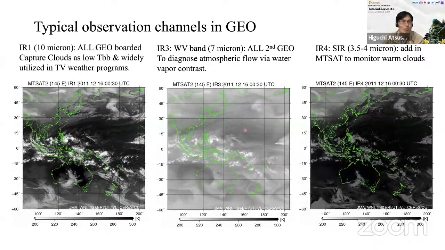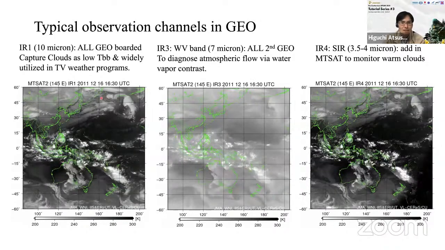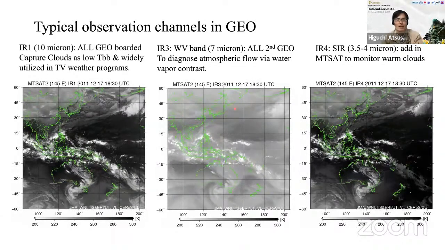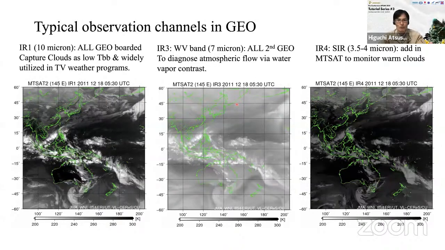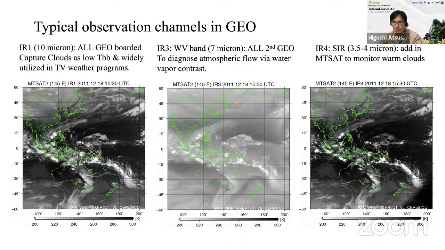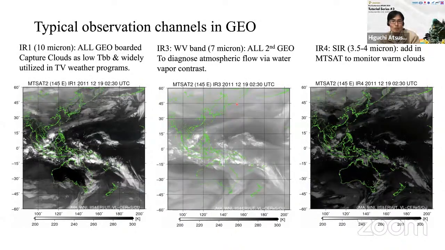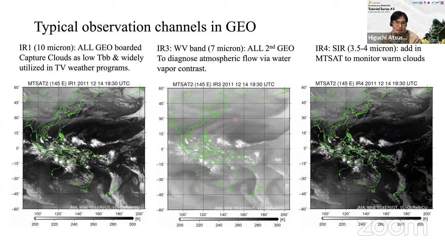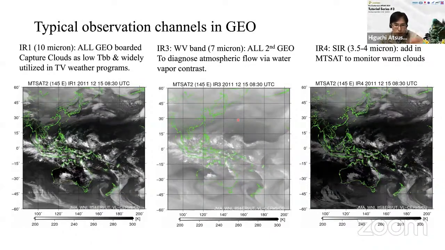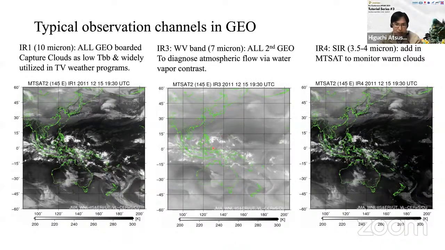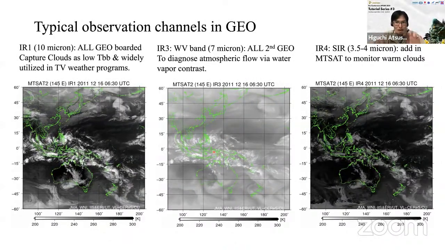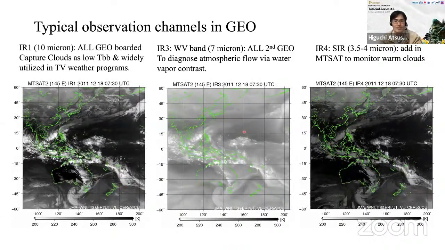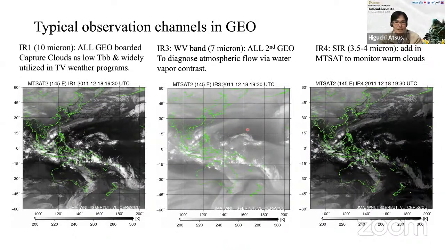So compare the 10 micrometer and 7 micrometer images. The 7 micrometer image can easily monitor the atmosphere's motions and the dry and moist air contrast. Here the tropical area's upwelling motion is dominant. In the subtropics, there is subsidence of the atmosphere, and the relatively dry air mass can be captured. Such a thing can easily be monitored here.